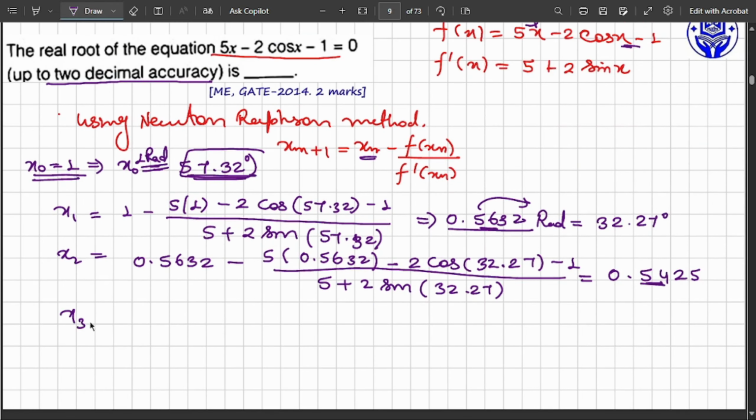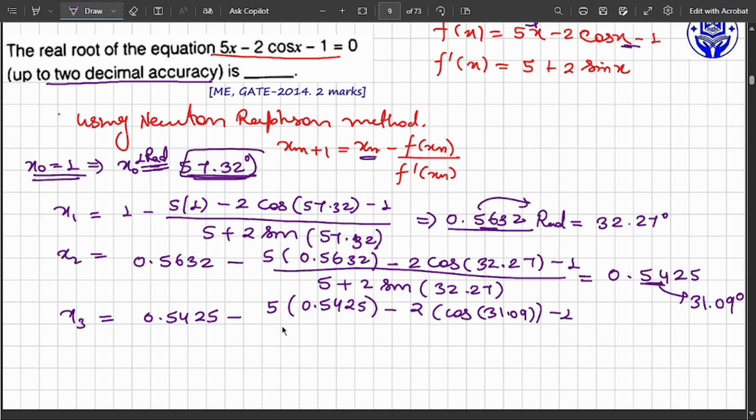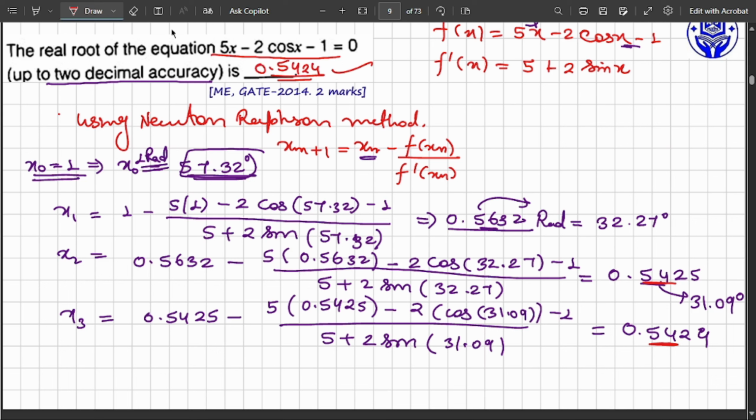So I will just calculate x3 here. It will be 0.5425 minus 5 into 0.5425 minus 2 into cos of the equivalent degree value, 31.09 degree, minus 1, divided by 5 plus 2 sine of 31.09. The answer is basically 0.5424. Now see, this is the two decimal places accurate result. So the answer is 0.5424. This is the correct answer.